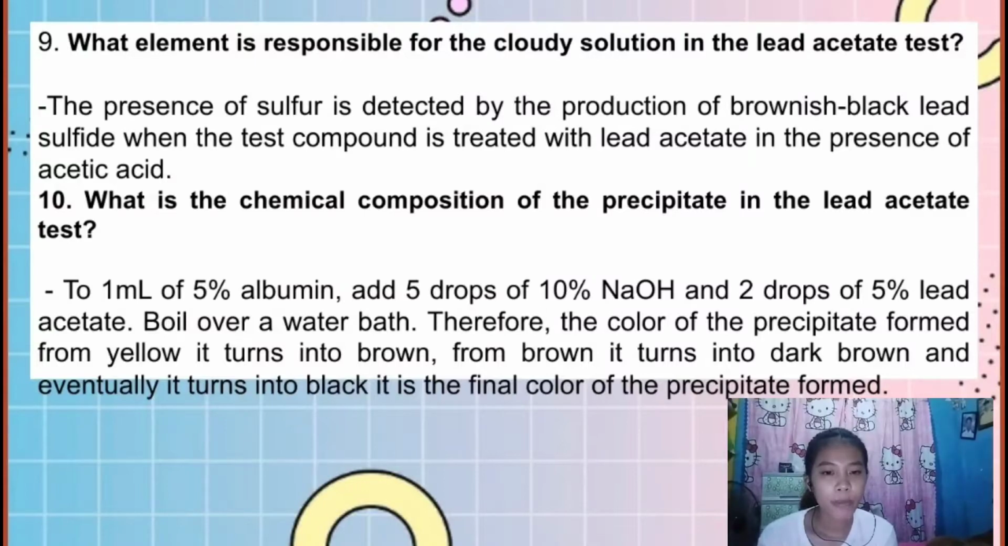Therefore, the color of the precipitate formed goes from yellow to brown, from brown to dark brown, and eventually it turns black. It is the final color of the precipitate formed.